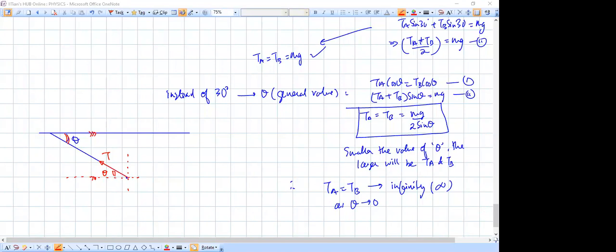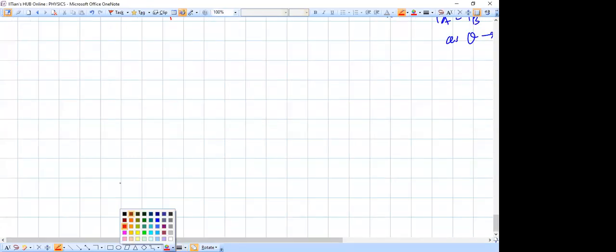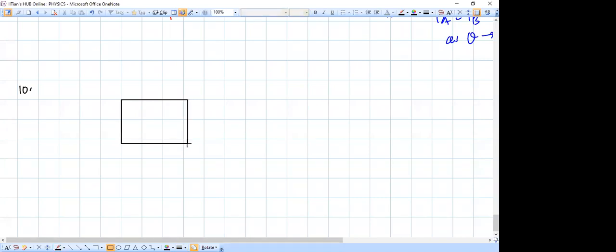Okay, let's come to 10th question. Now, 10th question is a more vector algebra type of question. So in 10th question, it's given to you that there are two forces acting on a body, and one of them is shown to be along the x-axis. So this is our x-axis, this is our y-axis.